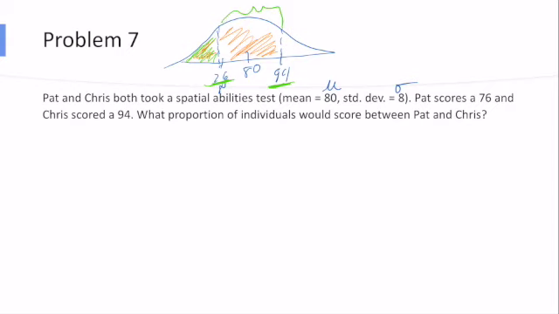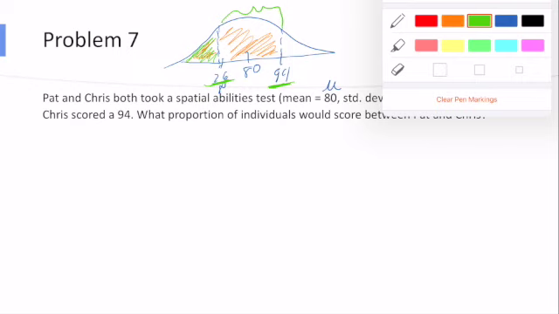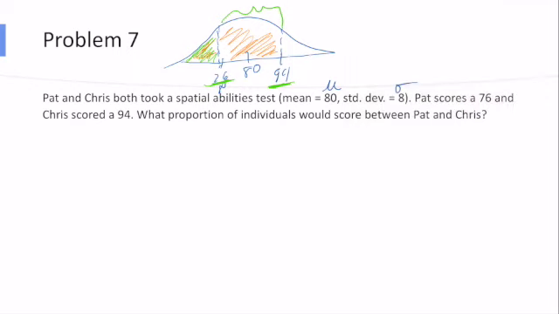So in this case, I have to calculate 2 z-scores. So let's do 94 first. Z equals 94, which is our value, minus 80 divided by 8. That gives me a z-score of 1.75. That means 94 is 1.75 standard deviations above the mean, which is 80. And I get a z-table value of 0.9599.